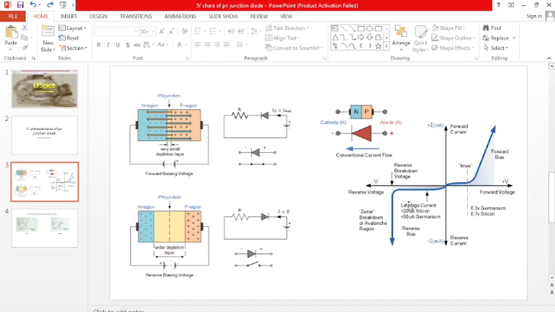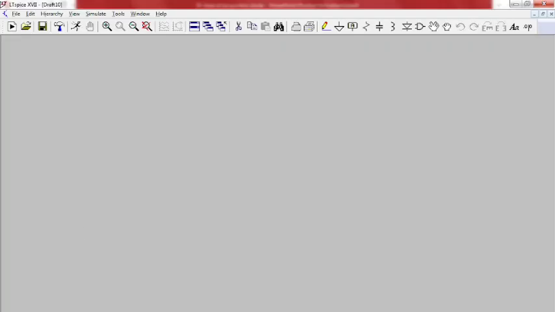Now let us try how to get this VI characteristics using LT-SPICE software. This is the LT-SPICE software, and it is the interface of LT-SPICE. Here the toolbar and menu bar are arranged. In this list, the first one is the new schematic. By clicking this, we can start to draw the circuit.